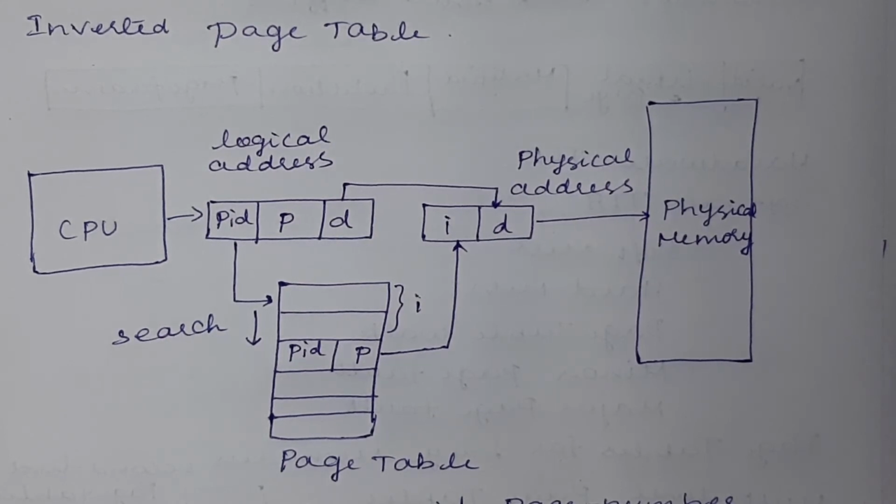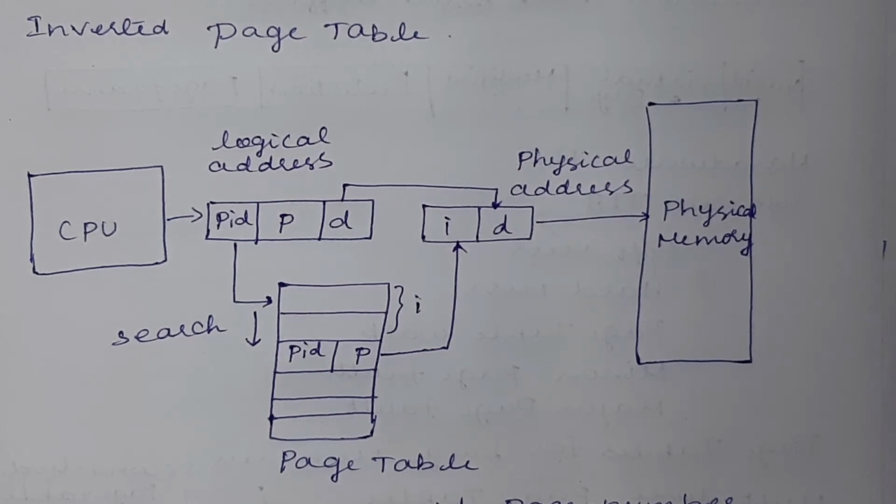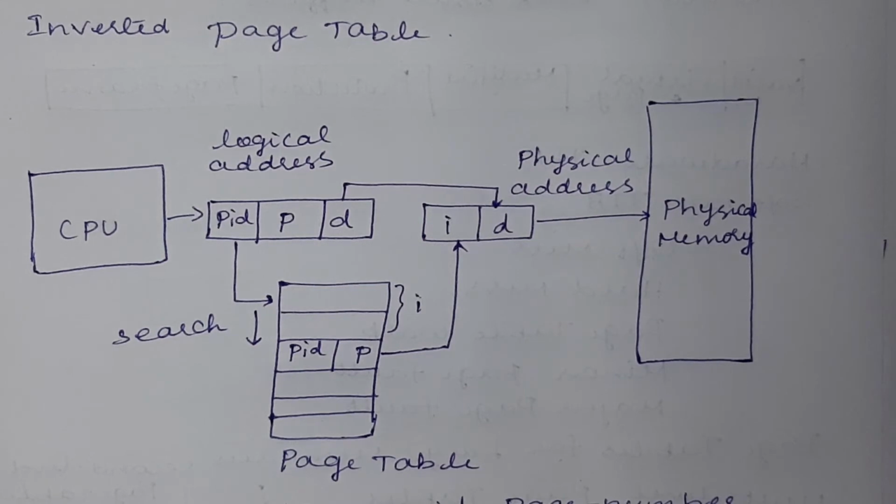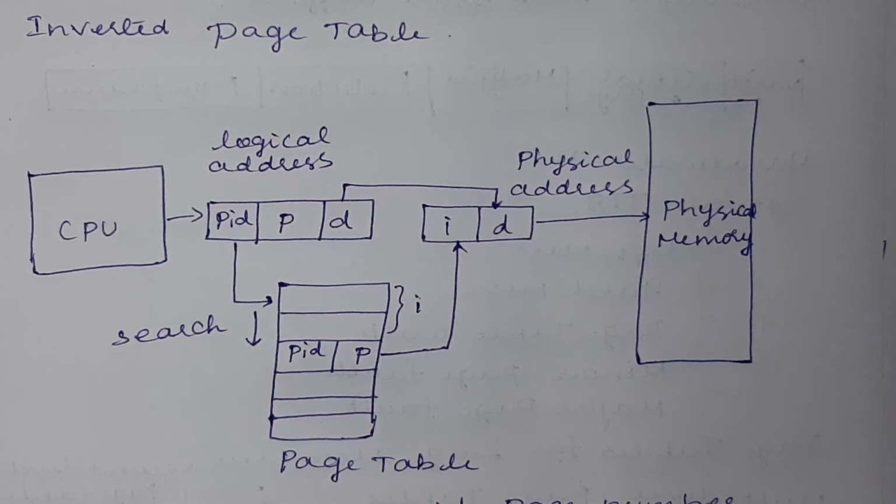So from this we can easily access the content whatever we are storing, and also we will not get a page fault. Why? We get a page fault when the referred page is not available in main memory, not in the page table. But here the page table entries consist of all the pages that are already stored in the main memory.